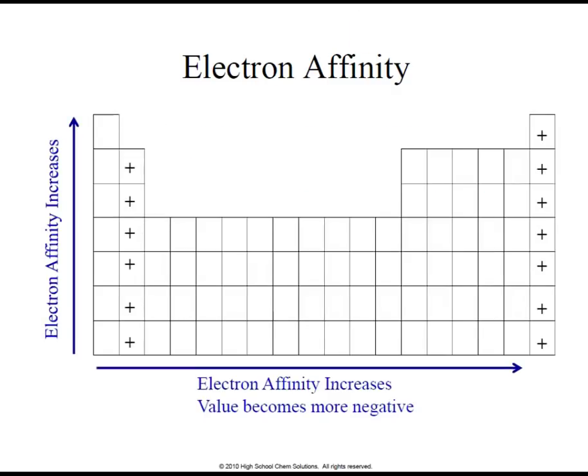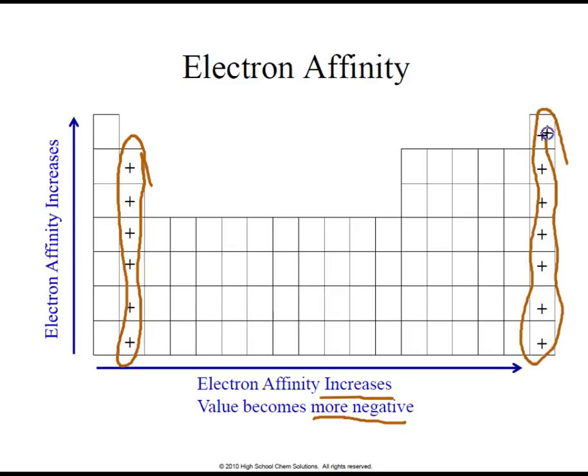Okay, so here's what that looks like. It's the same trend as ionization energy. As you move across, it becomes more negative or increases. And as you move up, it becomes more negative or increases. However, two exceptions. This group right here does not want to gain another electron. So they have positive electron affinity values. And group 18 does not want to gain an electron. So they have positive electron affinity values. All these other values are negative, and they get more negative as you go across and more negative as you go up.